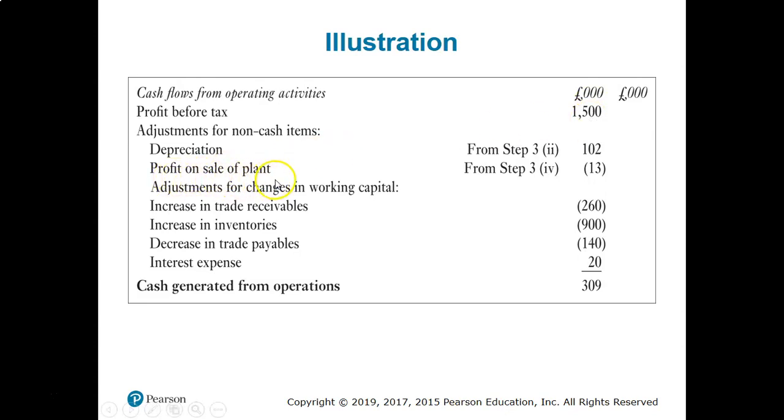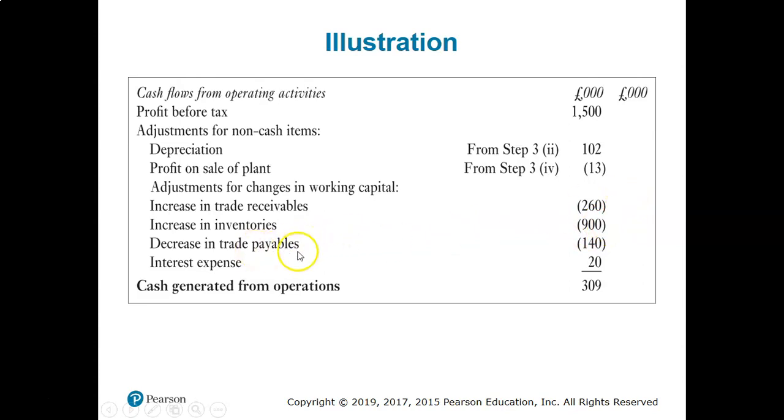And profit on sale of plant. This is being deducted from here. And adjustment for changes in working capital, the current assets and current liabilities. So increase in trade receivables, current asset increase means we didn't receive cash from the customer. So the cash position is lower, so we have to deduct it. Same in inventory, inventory increase. When inventory increases, if you purchase more, cash is lower, so it needs to be deducted again.